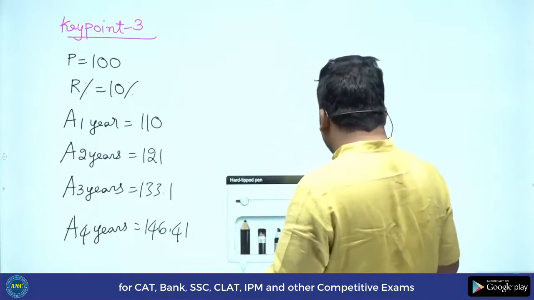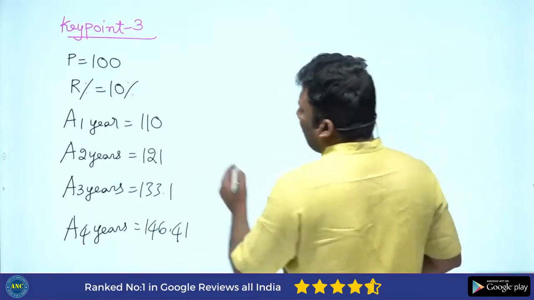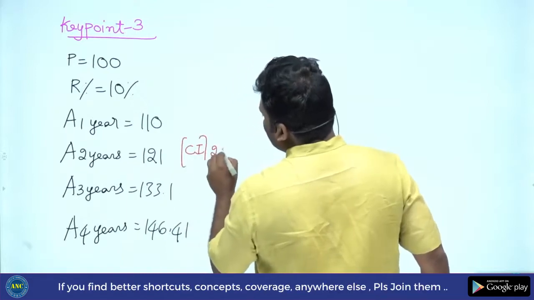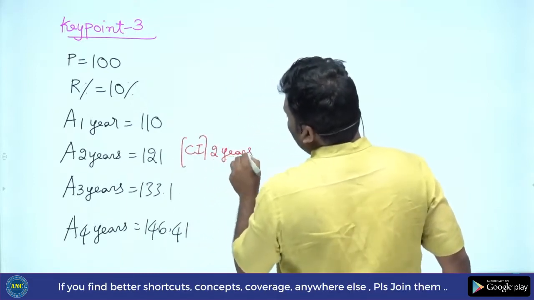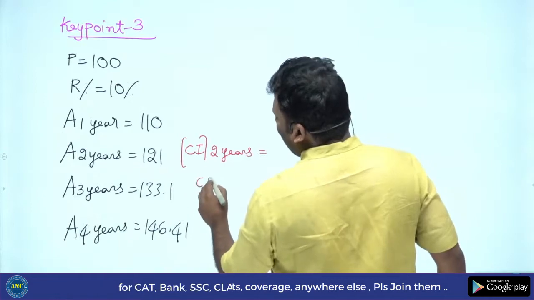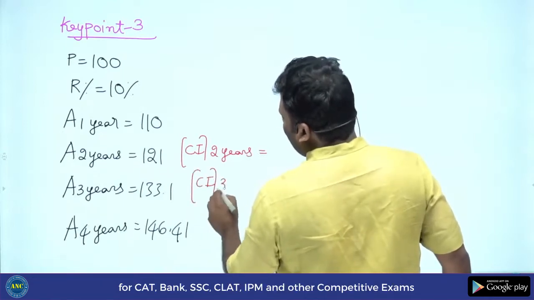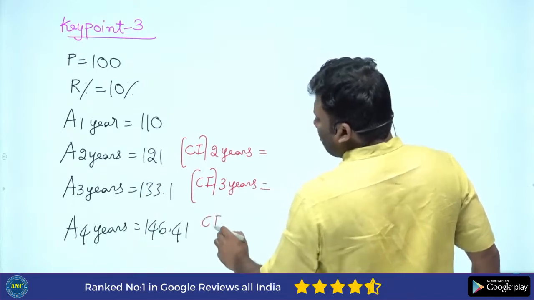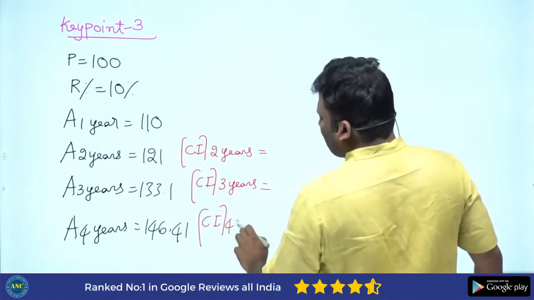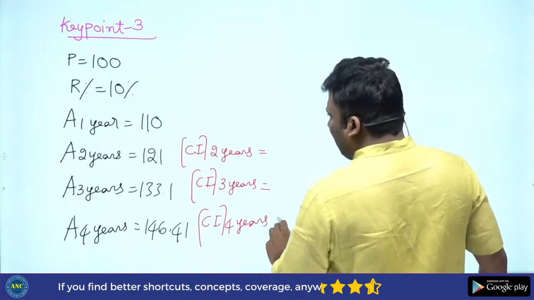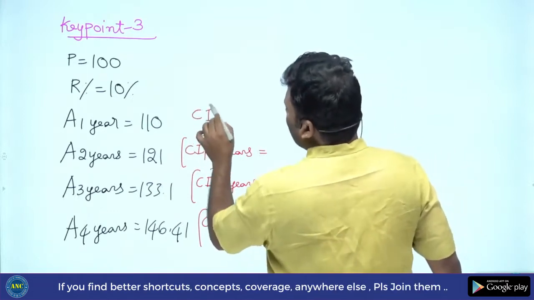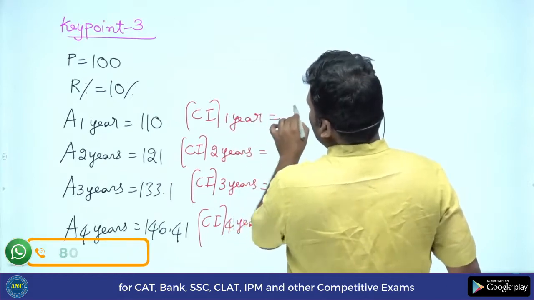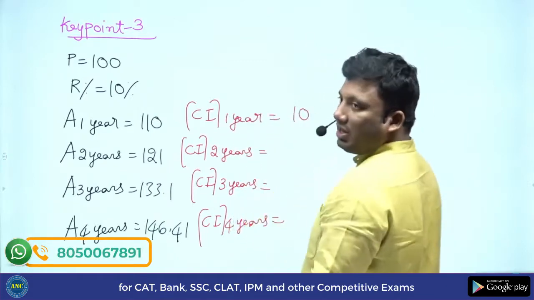So what we are doing right now is calculating the compound interest for the entire 2 years. We are not doing it for a particular year. We are doing it for the total number of years, for total 3 years, and total 4 years. We are trying to see whether it is in GP or not. So CI for the 1 year: 100 is becoming 110. Extra it is 10.